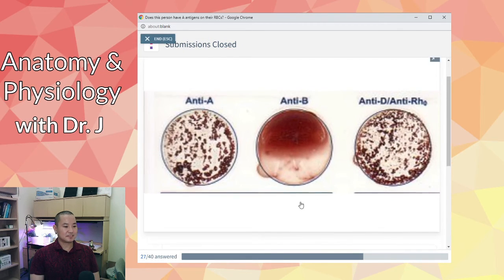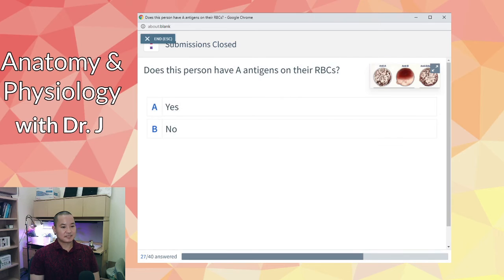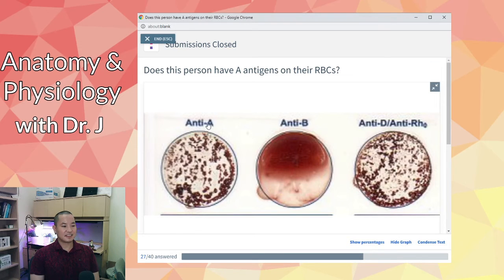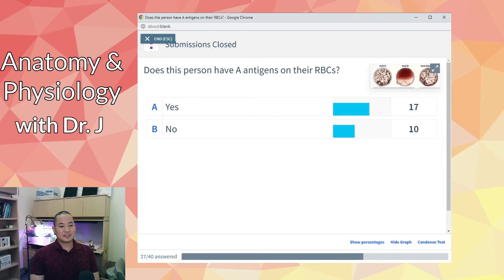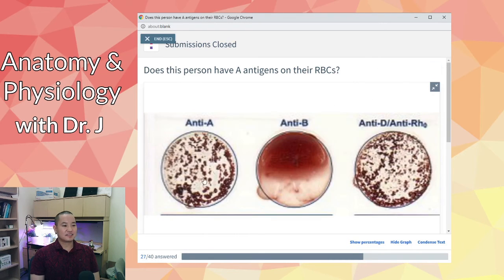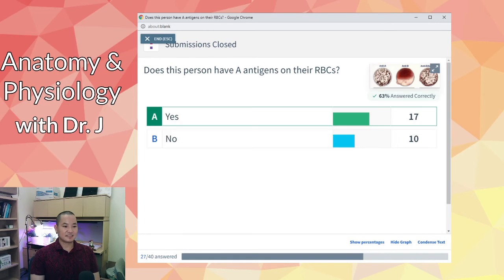Alright, let's see how people did. So close this. Most of you said yes, this person has A antigens on the red blood cells. Again, look here in the anti-A. You're mixing antibodies with the patient's red blood cells. Notice there is agglutination. Yes, they do have A antigens. Why? If they didn't have A antigens, there would be nothing for the anti-A antibodies to bind to. So yes, because there is agglutination, they have A antigens.